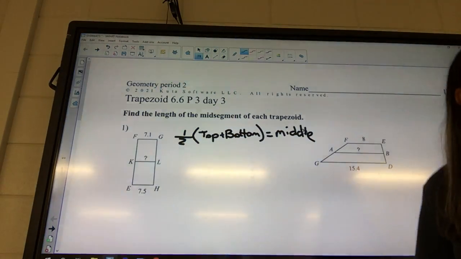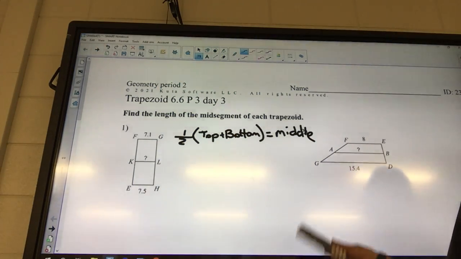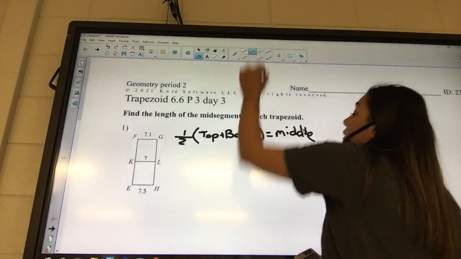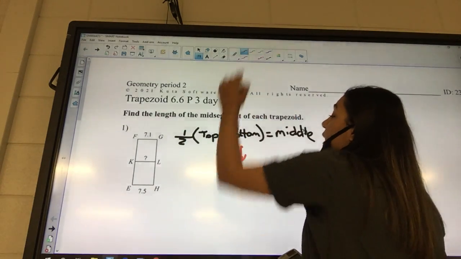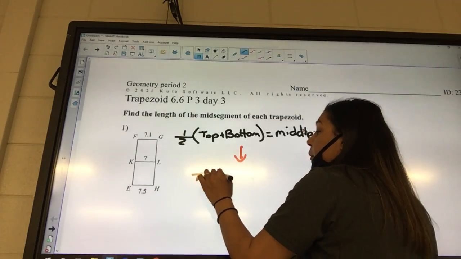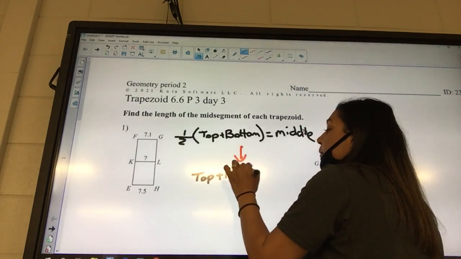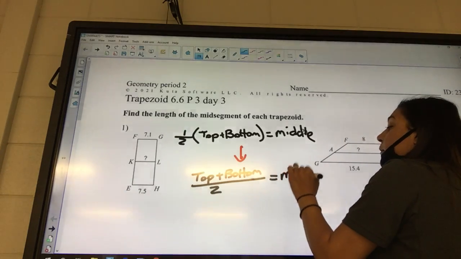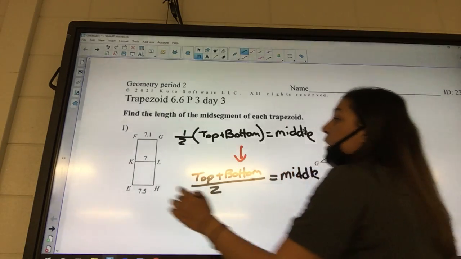I just thought you added it and then divided by 2. You can. So that's essentially, when we say 1/2 times this, it is equivalent to saying this. You can also say the top plus the bottom divided by 2 is going to give you the middle. On all these, we don't have the middle.